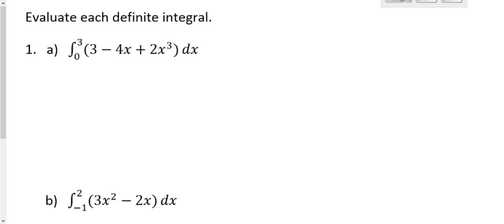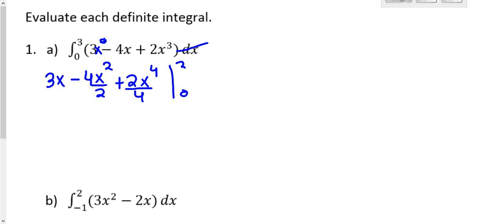So we're going to look at 3. So 3 does not have any x's. So when we integrate it, well, this is basically x to the 0. So it becomes x to the first, minus 4. And then x will become x squared over 2, plus 2x to the fourth over 4. And then dx we have integrated, so it's gone, and our limits are 0 to 3.